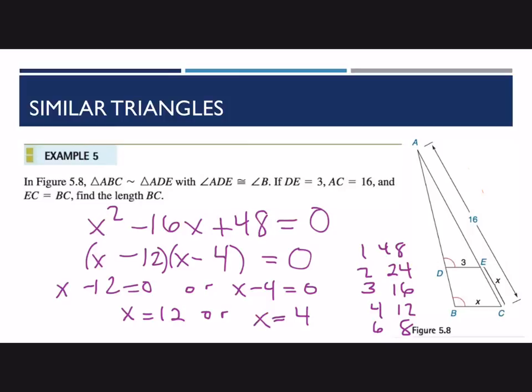Okay, so if you refer to the diagram, x is a length, so we do want to make sure that it is positive, and both of these are positive answers, so we can't rule any out for being negative. And then we also want to make sure we answer the question. BC actually is x, so either of these are possible answers for BC. So we actually have 2 answers here. BC could be 12 or 4 based on the given information.